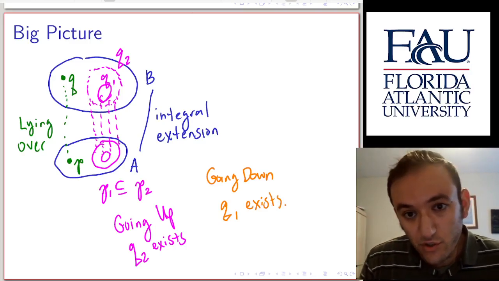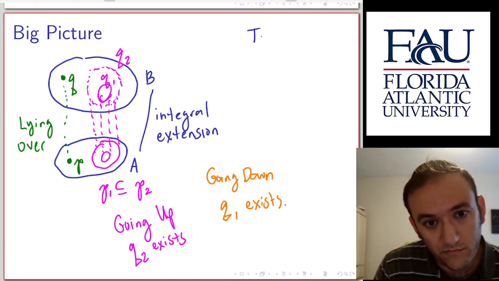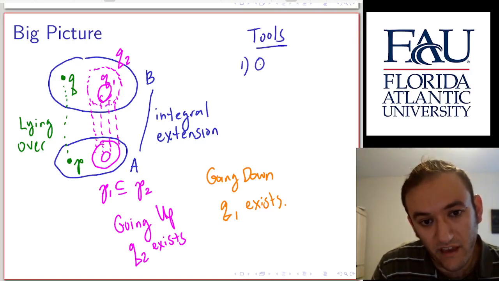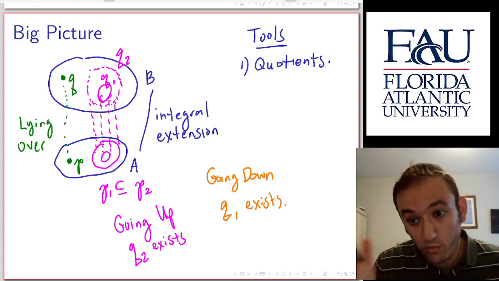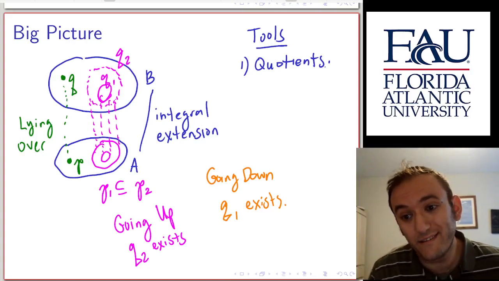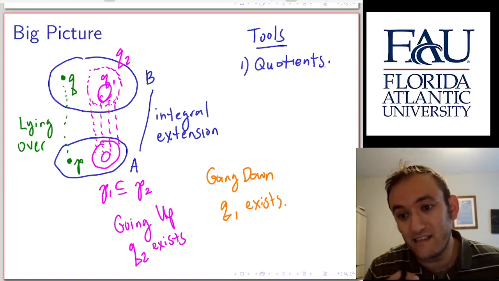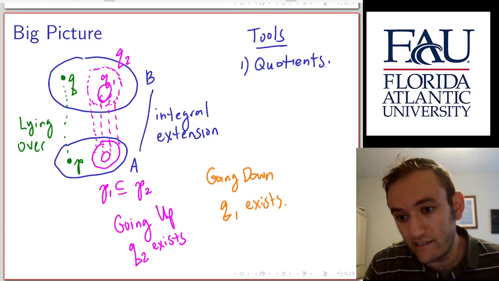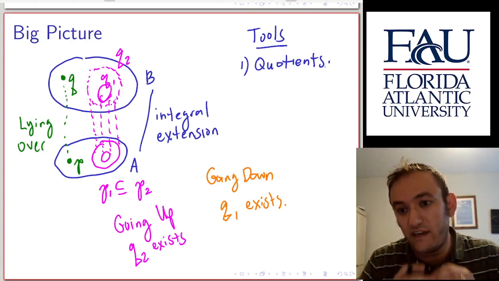Okay, in terms of the tools that we're going to be using to do this, we want to think about quotients. Whenever we can quotient out by an ideal, it basically says anything that doesn't contain this ideal is going away, and this ideal is now our zero ideal. So it allows us to focus our attention on everything containing a specific ideal.